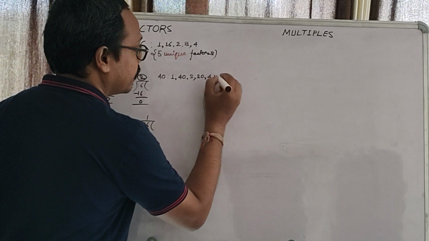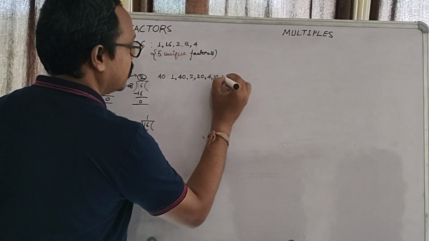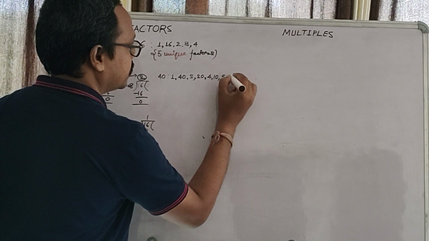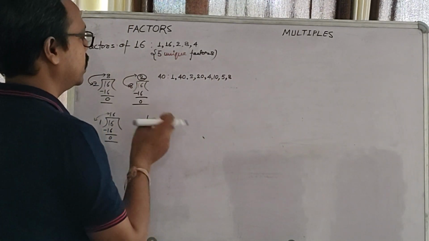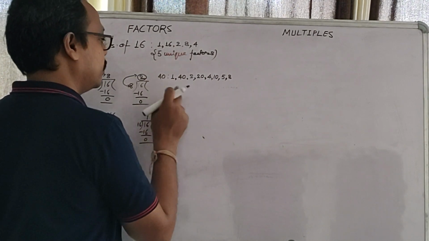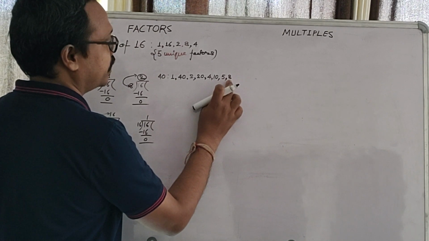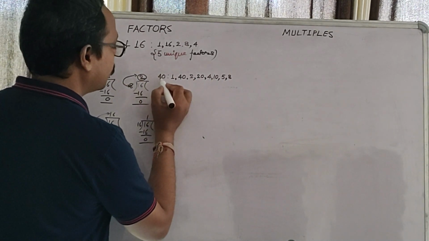We are getting 10. Is this number divisible by 5? Yes. What is the quotient? 8. Is this number divisible by 6? No. Is this number divisible by 7? No. Is this number divisible by 8? Right. But 8 we already counted. So we are done. So what can we say? How many factors number 40 has?